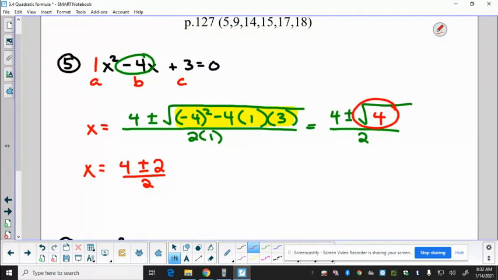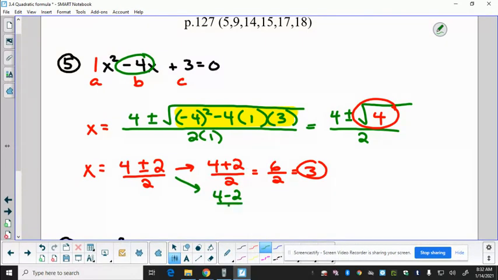Okay, so one solution would be 4 plus 2 divided by 2, which is 6 divided by 2, which is 3. So there's one answer. The other solution coming off this would be 4 minus 2 divided by 2, which is 2 over 2, which is 1. There are the 2 solutions for that problem.